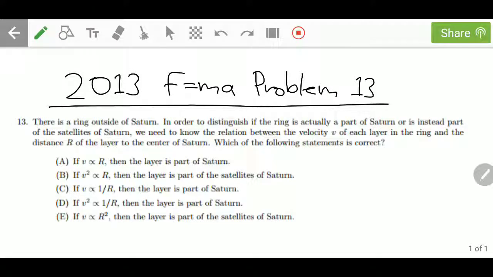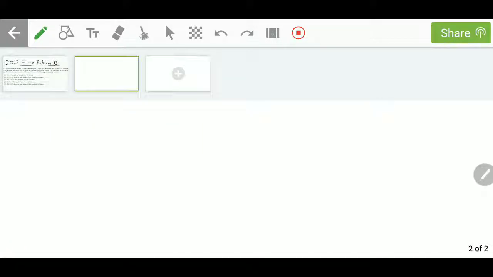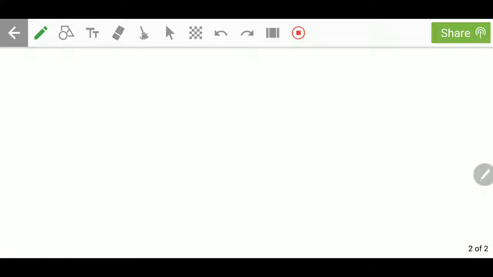Hello. In this video, I'm going to explain problem 13 from the 2013 F equals MA contest. In this problem, we are told that we need to distinguish between whether a ring is actually part of Saturn or instead part of the satellites of Saturn, and we're going to do that by looking at the relation between the velocity and the distance of the layer to the center of Saturn. So, what happens in these two cases?